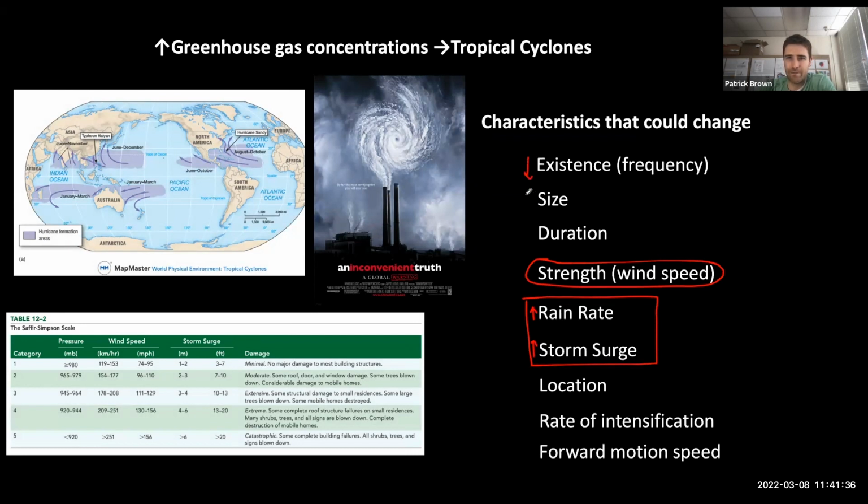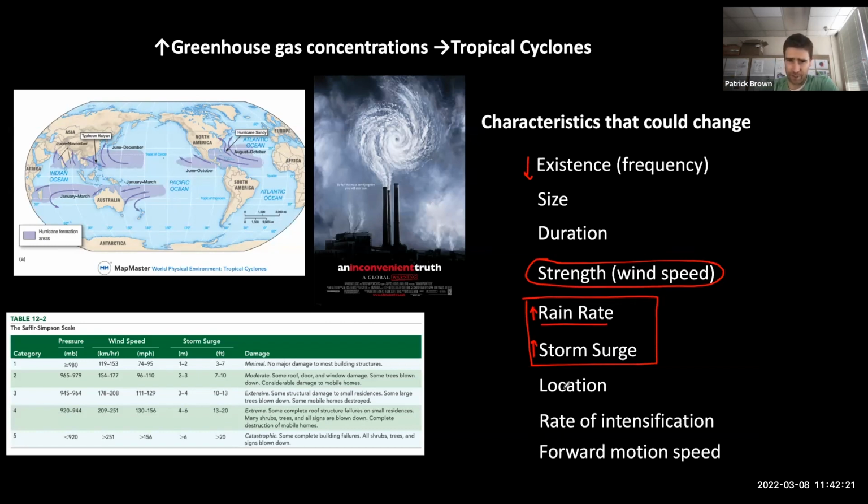Size, there's not much evidence that size should change. There's not much evidence that duration should change. There's some evidence in location that this makes sense, right? That as it gets warmer, you have more area with warm enough sea surface temperatures to support tropical cyclones. And so there's some evidence that there's like a northward shift in the northern hemisphere of where tropical cyclones can occur. There's some evidence that the rate of intensification has increased, and there's some evidence that the forward motion speed has decreased. So that would exacerbate this rain rate problem like that we saw with Hurricane Harvey.